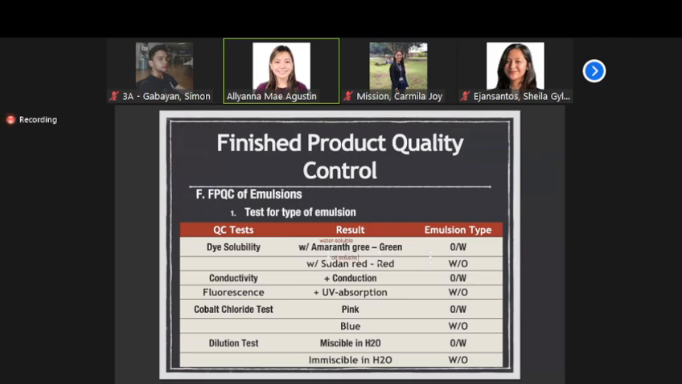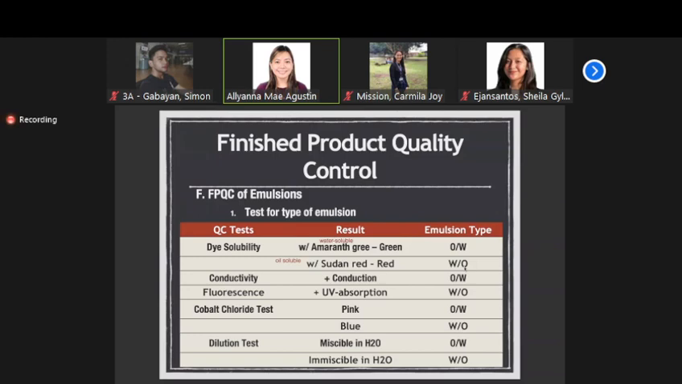So para dili makalimutan, no, 'di ba? Si Sudan red, iprito sa oil, no? So your Sudan red iprito sa oil, oil soluble, and ang mag-red is yung may oil sa labas, no? Yung oil sa labas. So O, water in oil. Okay? So yun lang yung premise, class, no?